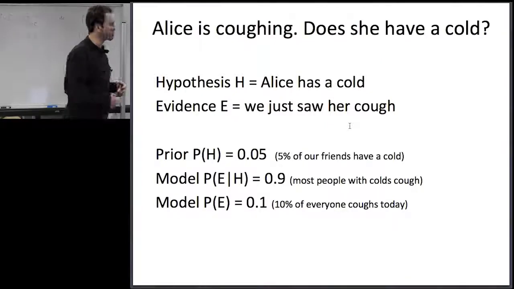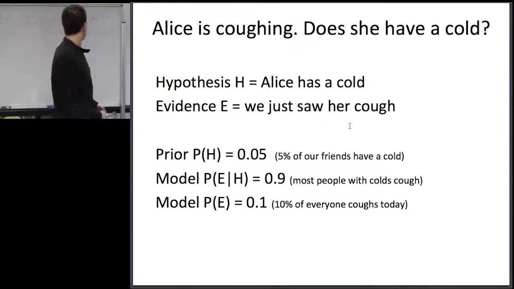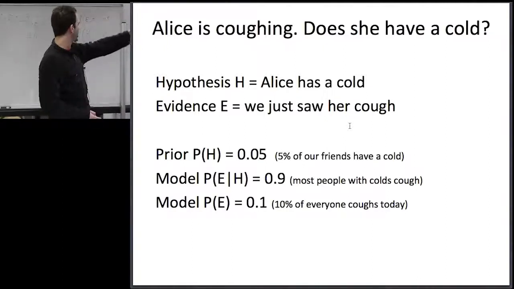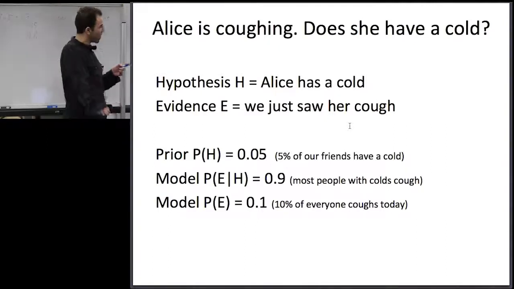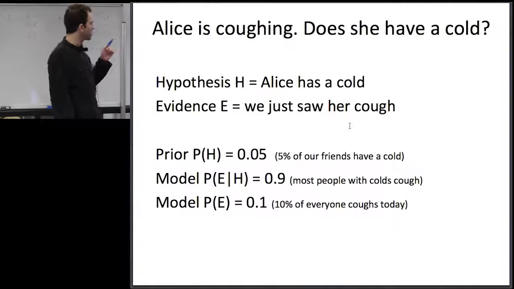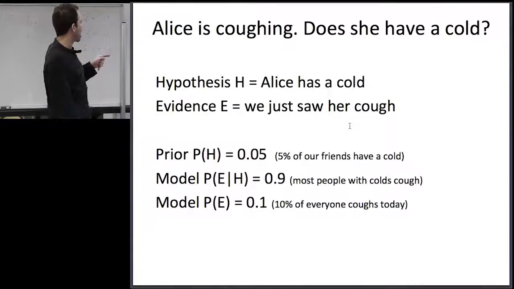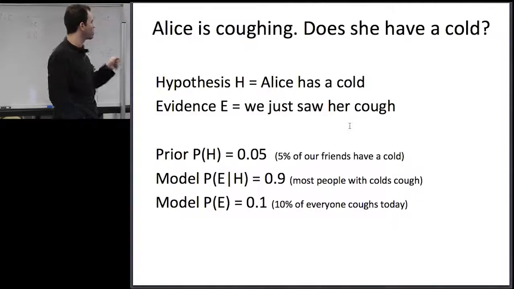Oh, so here's what I was using for my estimates. I said P of H was higher. I said 5% of people have a cold. I said that most people with colds cough, so you had 0.7, we had 0.9. And then I said that actually coughing is much more common. So you thought having a cold was less common, but I thought having a cold is much more common.